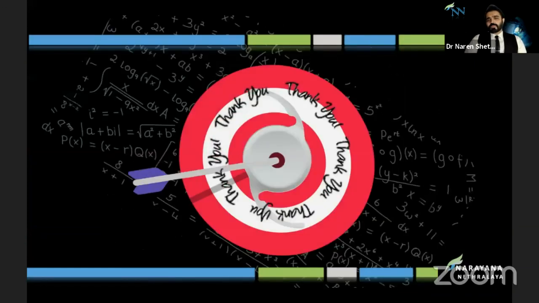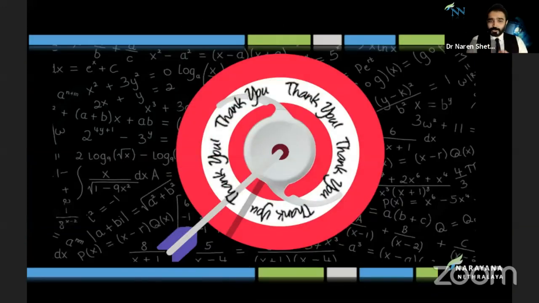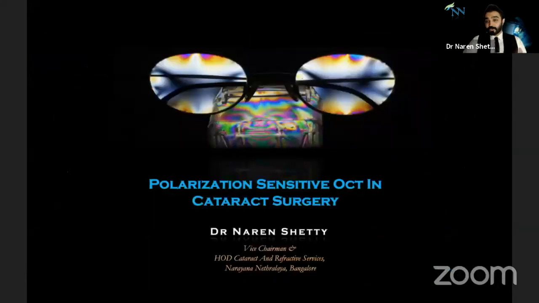Now, all of us know how to choose the perfect IOL, but now and then you get these bouncers where the cornea heals very abnormally and you end up with a lot of astigmatism, even though you chose the perfect IOL. So at Narayana Nethralaya, we thought, okay, we need to do something to pick up these kinds of scenarios. And that is why we developed an in-house polarization sensitive OCT to look into this.